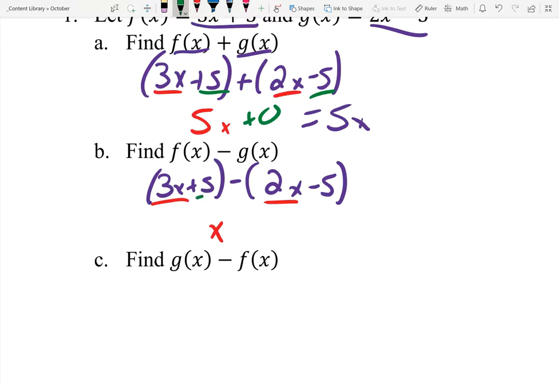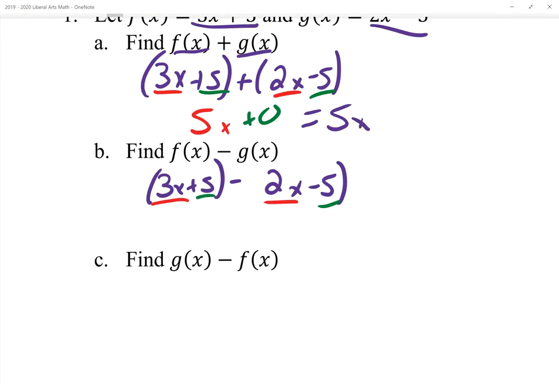And then you would also think, okay, I've got like terms, 5 and negative 5. But remember, you're subtracting, so it's 5 minus a negative 5. And when you have minus a negative 5, it's really plus. So it's really like 5 plus 5, which becomes 10. Our answer here is x plus 10.